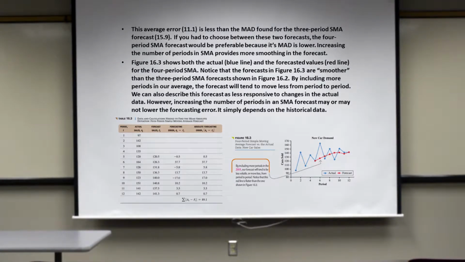Figure 16.3 shows both the actual values, the blue line, and the forecast values, the red line, for the 4-period SMA. Notice that the forecasts in Figure 16.3 are smoother than the 3-period SMA forecast shown in Figure 16.2. By including more periods in our average, the forecast will tend to move less from period to period. We can also describe this forecast as less responsive to changes in the actual data. However, increasing the number of periods in an SMA forecast may or may not lower the forecasting error. It simply depends on the historical data.